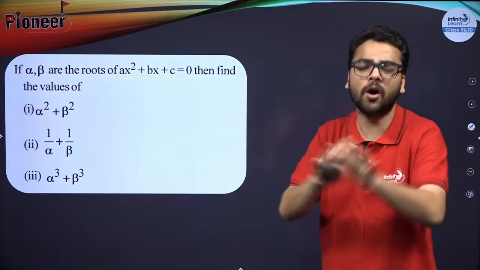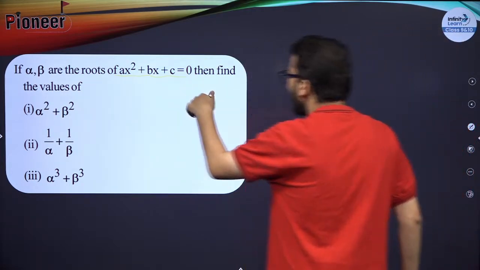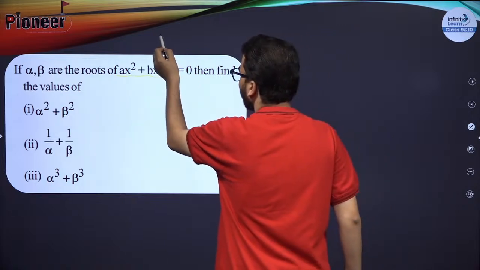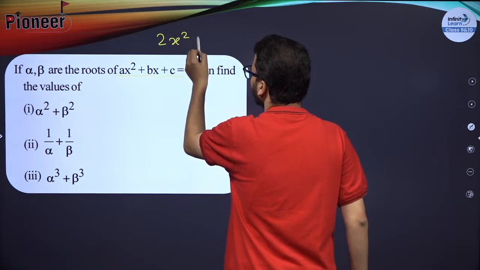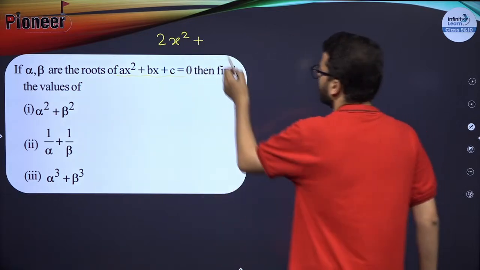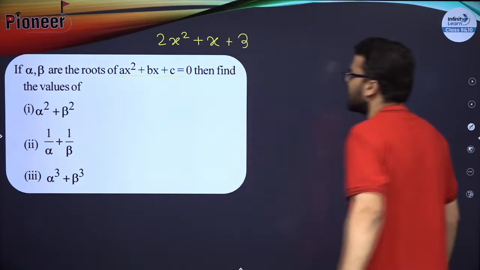The answer will be in the form of a, b, c, so it will make it complex. So I'm taking a quadratic polynomial as per my wish. Suppose I am taking anything, you can take, it is all up to you. Okay, something like this I'm taking.